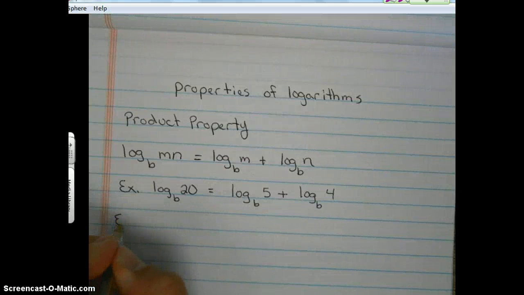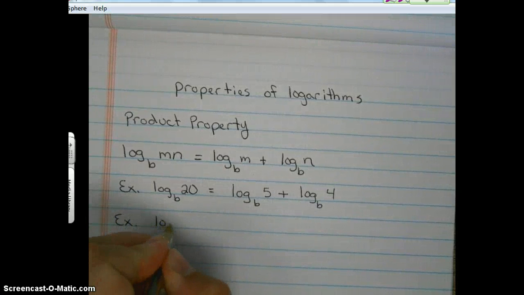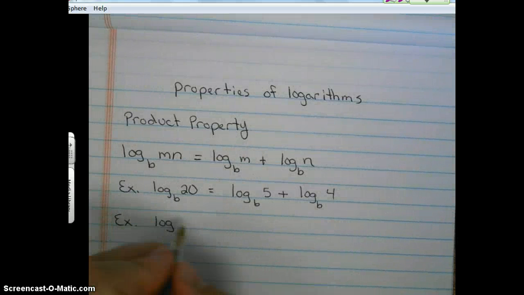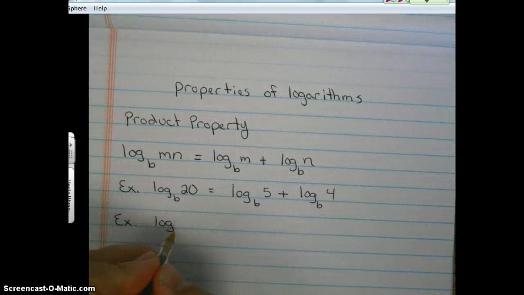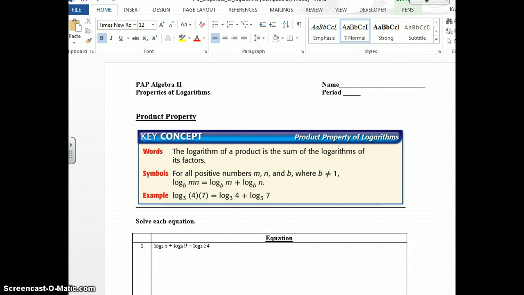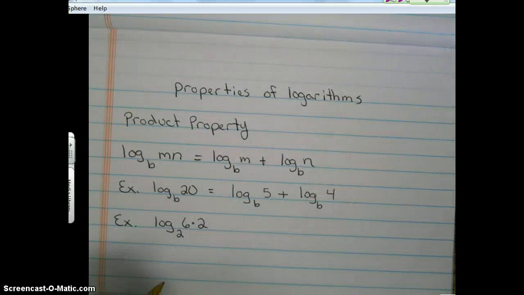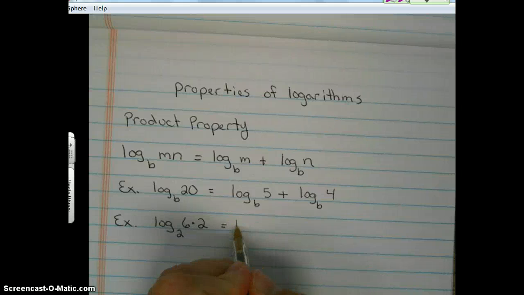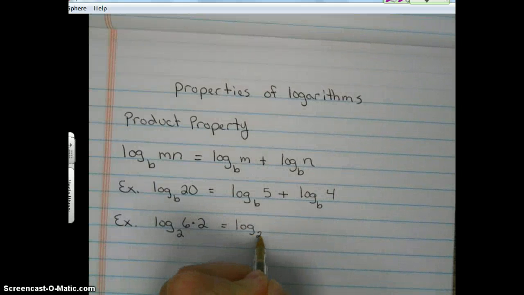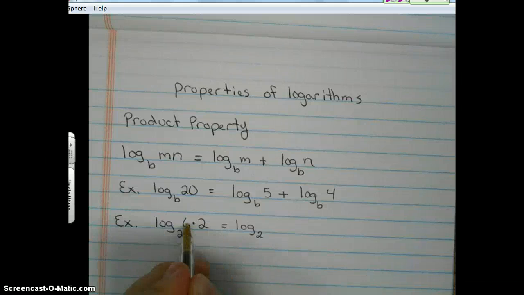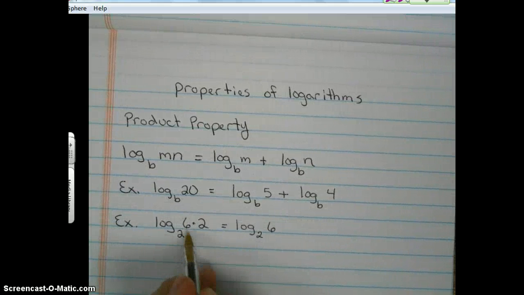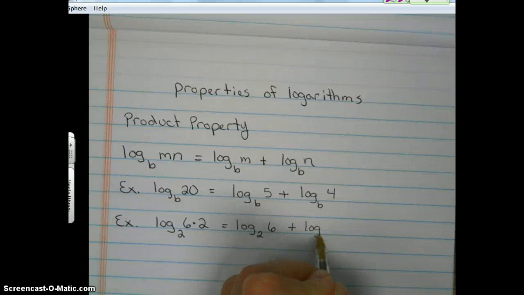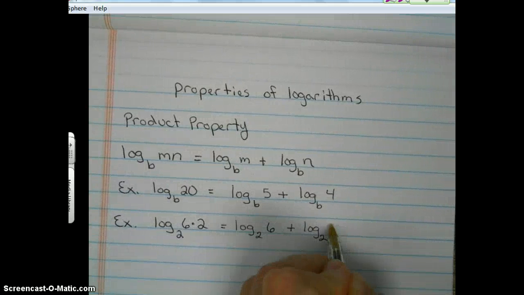Let's look at another example. Here we have the log base 2 of 6 times 2. It's already broken down into its factors, so we can split this up. Log base 2, the base stays the same, of 6, the first factor, plus log base 2 of 2.